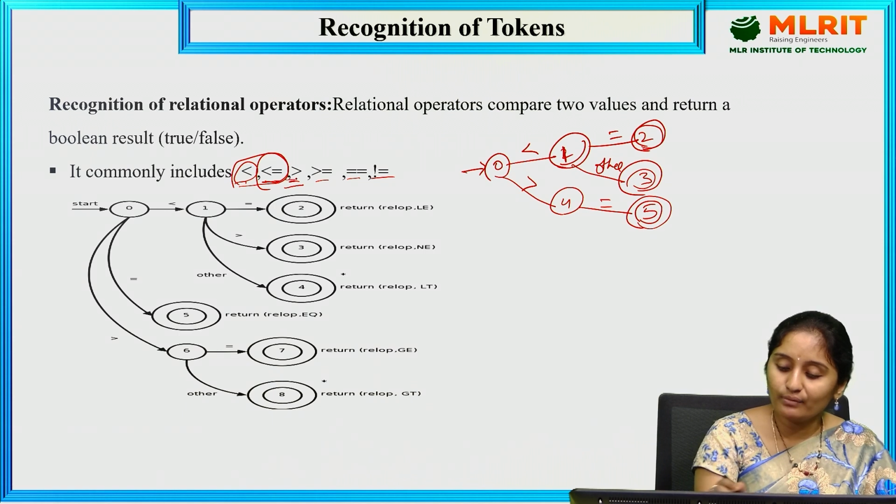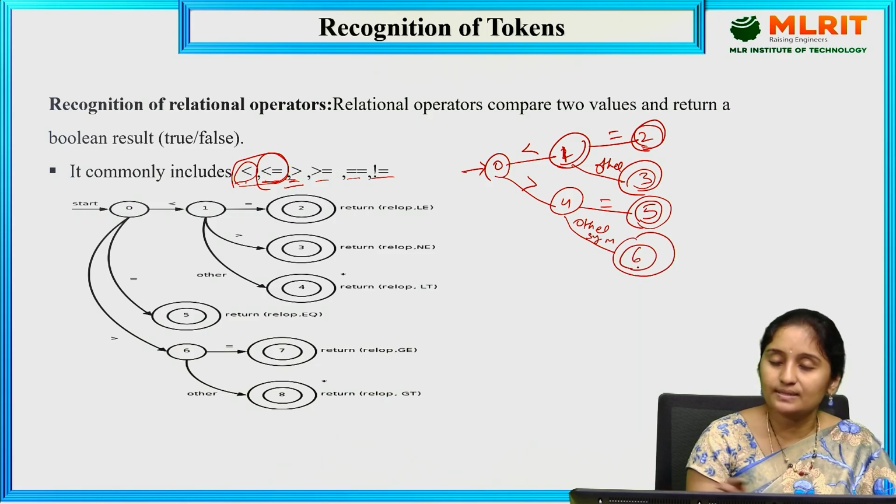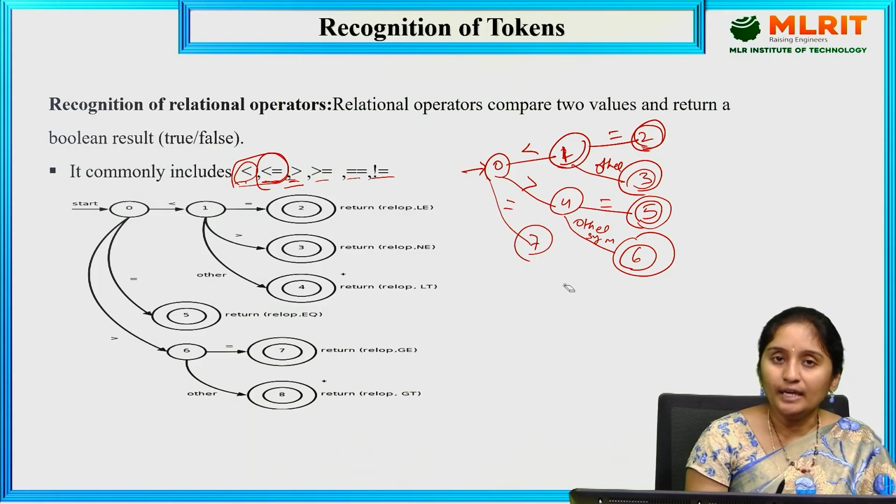And next I have greater than. So if it is greater than and some other symbols, then I can move to the sixth state. So the next one I am having is equal to. Equal to is nothing but here we are moving to the seventh state itself.